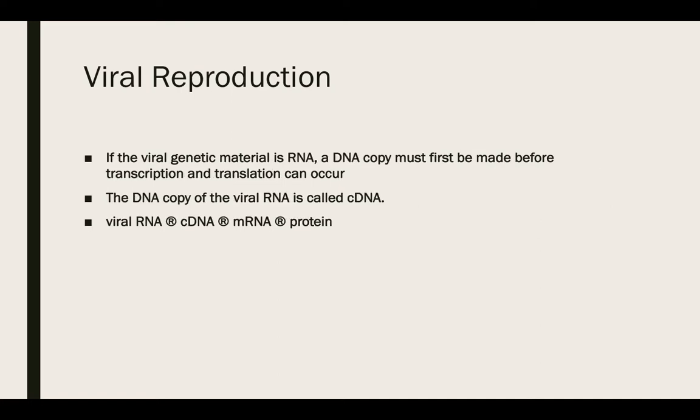If the viral genetic material is RNA, then a DNA copy must first be made for transcription and translation to occur. The DNA copy of the viral RNA is called cDNA. So it goes: you have the viral RNA, it's coded into a DNA molecule, then it is transcribed into an RNA molecule, then it can be translated into a protein.